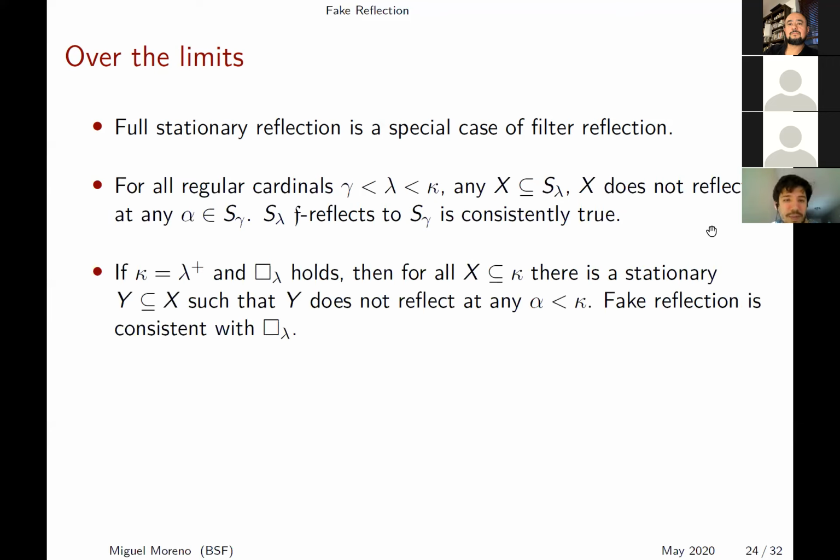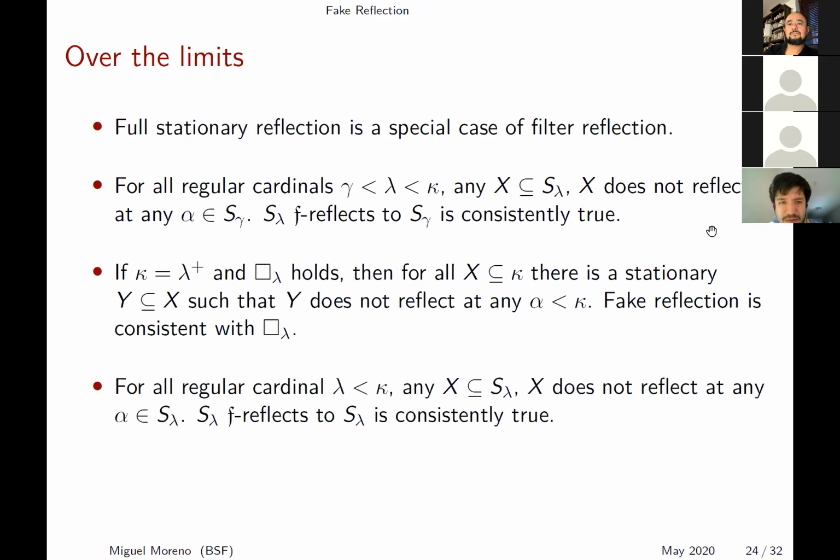Now, we know that square destroys full reflection. You can get a subset that doesn't reflect, but you have square in L, and we had fake reflection in L. So fake reflection is consistent with square. For all regular cardinals lambda, you can talk about S lambda reflecting to S lambda. It's consistently true; we already saw it in L. Again, in full reflection, it doesn't hold: you cannot reflect it to the same set.